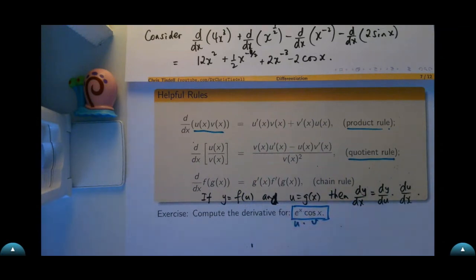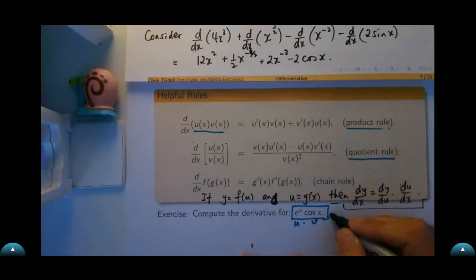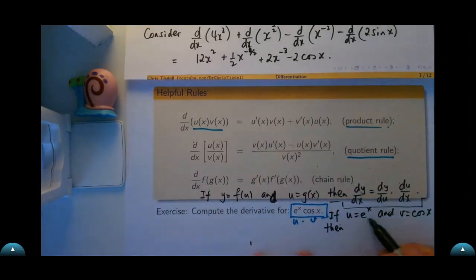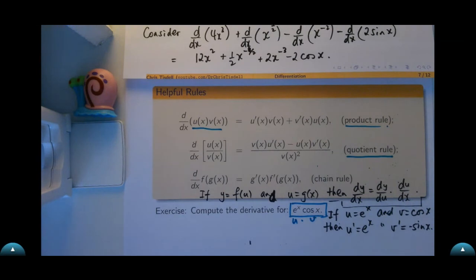Okay, so if u equals e to the x, and v equals cosine x, then what's the derivative of this? Well, u dash is just e to the x, and v dash is negative sine x. So it's that times that plus that times that.